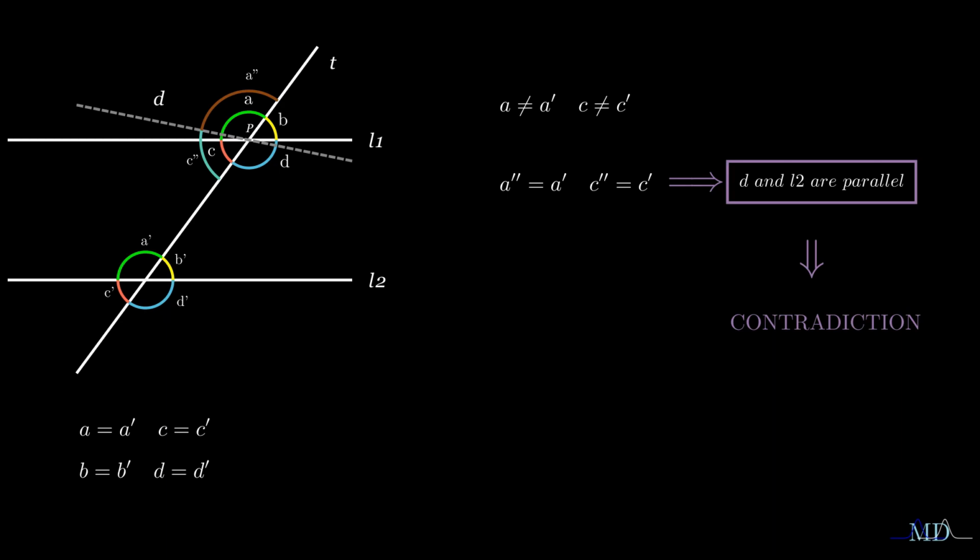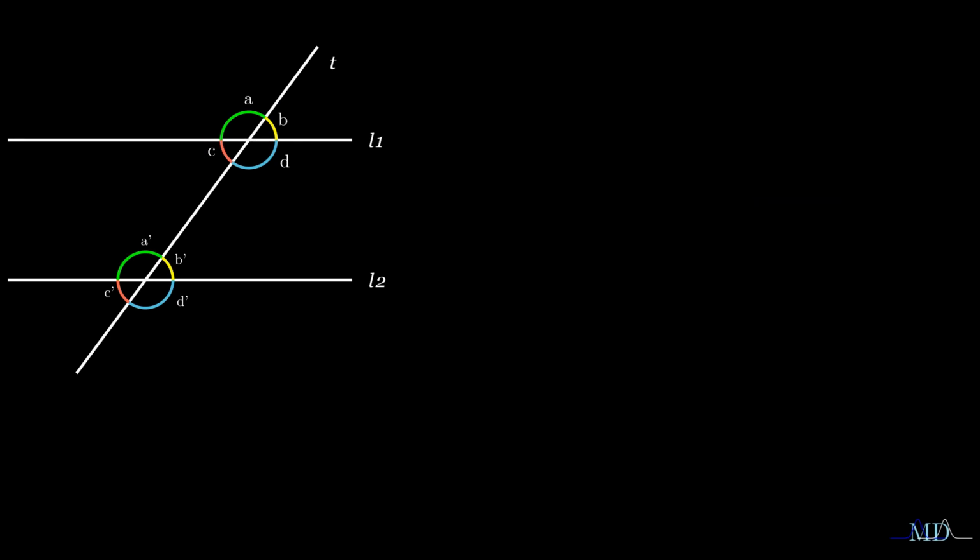So only one of the two lines can be parallel to L2. But the fact that L1 and L2 are parallel was our starting hypothesis. Therefore it's impossible for D and L2 to be parallel. And this means that the two couples of corresponding angles between L1 and L2 must be congruent. You can apply the same kind of proof to the other two pairs of corresponding angles, but we're not going to do it. And we proceed to prove another statement.